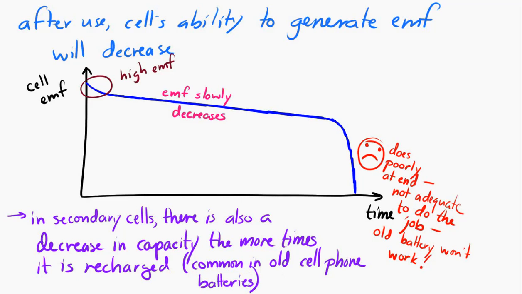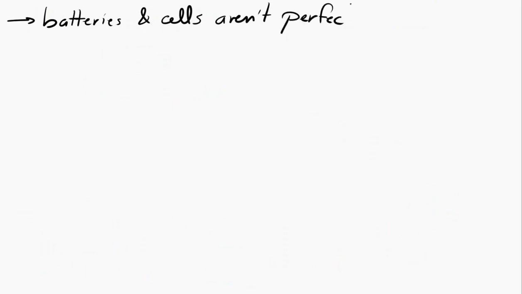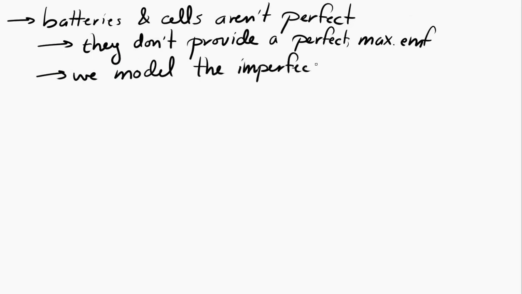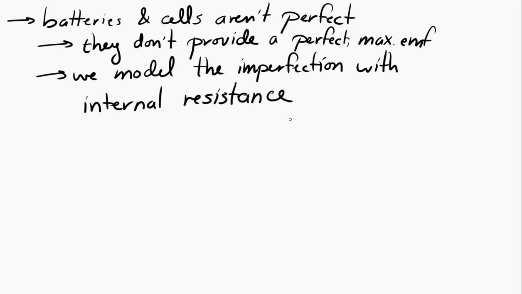Now, batteries and cells are real physical objects. They're not perfect, ideal things. And in reality, batteries and cells are imperfect things. They do not provide the EMF that we would always expect. And a good way to model this imperfection of cells and batteries is with something called internal resistance. And with this model of an internal resistance, we think of a cell or a battery as an ideal cell or battery in combination with an internal resistor.